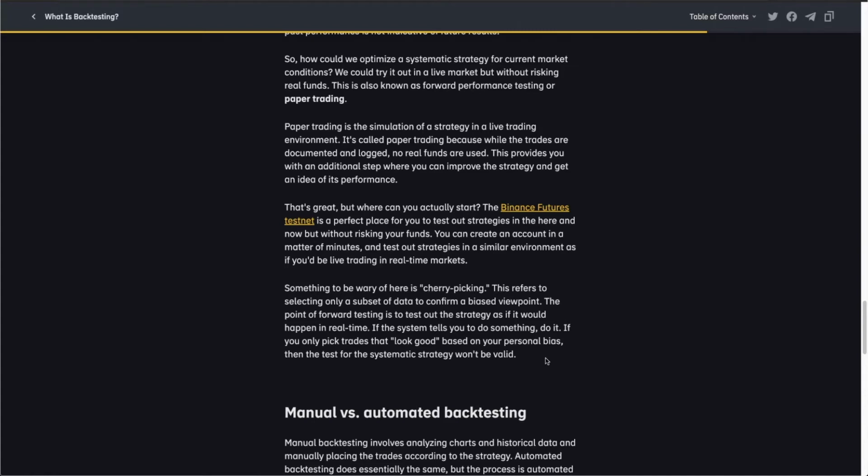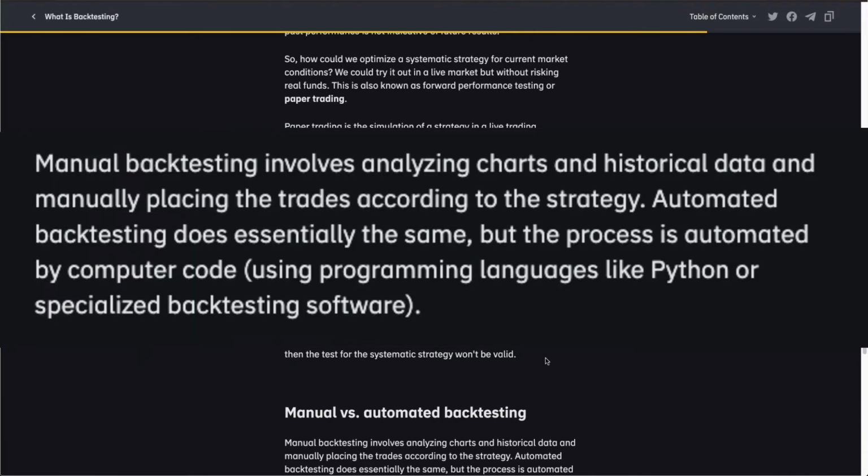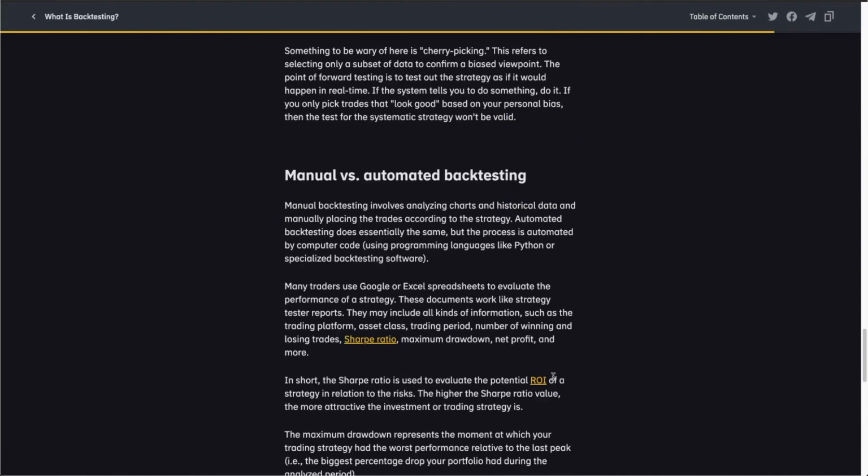Now, you can backtest your strategy in a number of different ways. Two of the most common are manual and automated backtesting. Manual backtesting involves analyzing charts and historical data and manually placing the trades according to the strategy you've developed. Automated backtesting essentially does the exact same thing, but the process is automated by computer code or script, and you can do this in TradingView. Now, this course won't go over how to backtest a strategy in TradingView. Instead, we will go over how to do this manually.